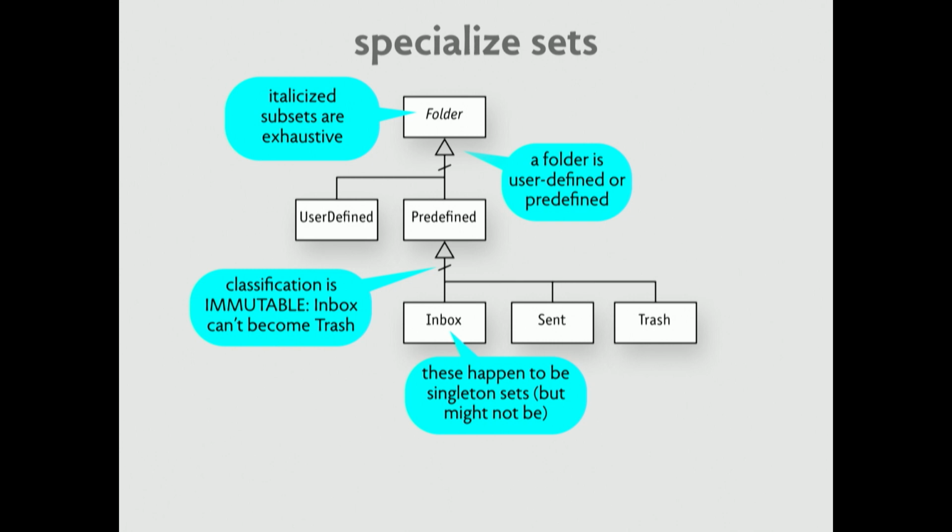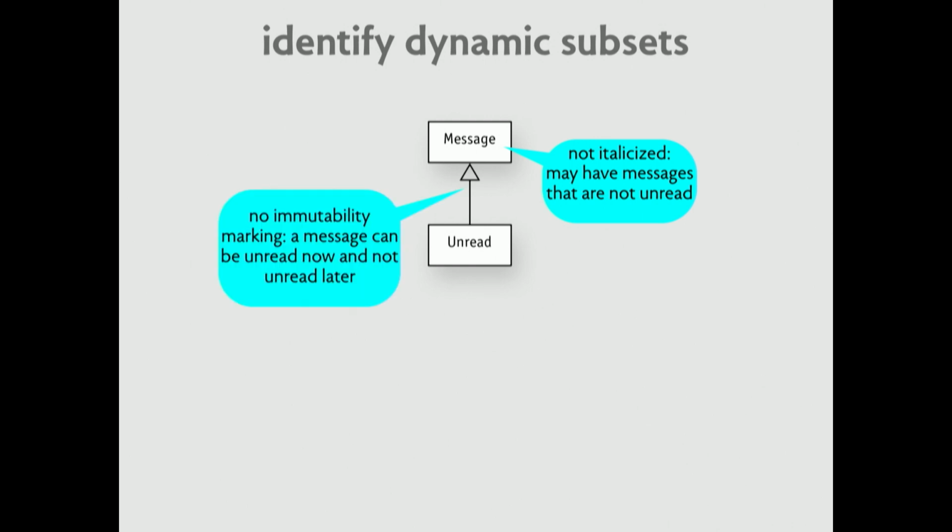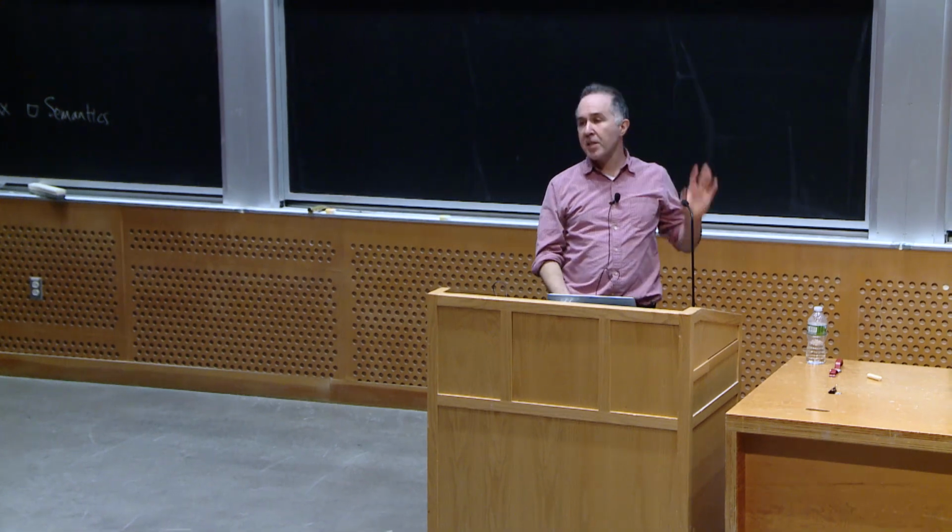So you might say, well, how could one of these classifications not be immutable? Well, here's an example of one that isn't immutable. Maybe I want to classify messages into read and unread messages, right? Well, I don't need to introduce the read ones because they're just by definition the ones that aren't unread, okay? And so in this case, I haven't put one of those little markings on, and it's not italicized, so it says there are some messages that are not unread, okay? And there's no immutability because obviously a message can be unread at one moment and then read at another. Okay, who's with me so far? All right, great. So that's everything you need to know about sets.